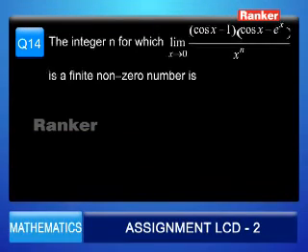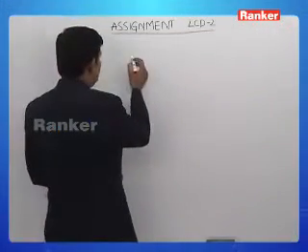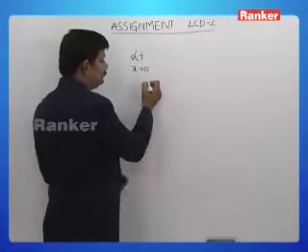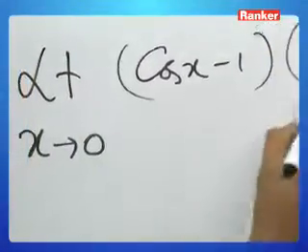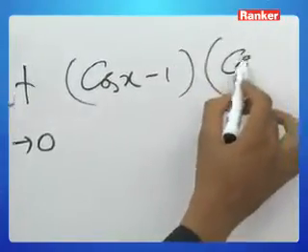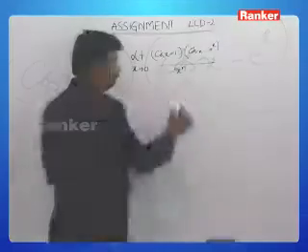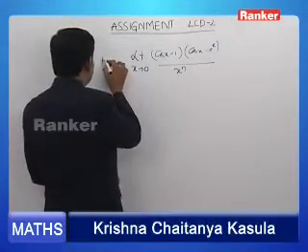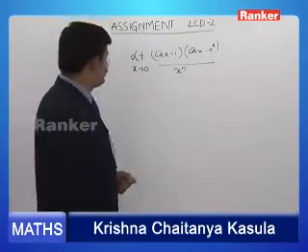Next question, find the integer n for which the limit as x tends to 0 of (cos x minus 1) into (cos x minus e power x) divided by x power n is a finite non-zero number. This answer needs to be finite and it also needs to be non-zero.